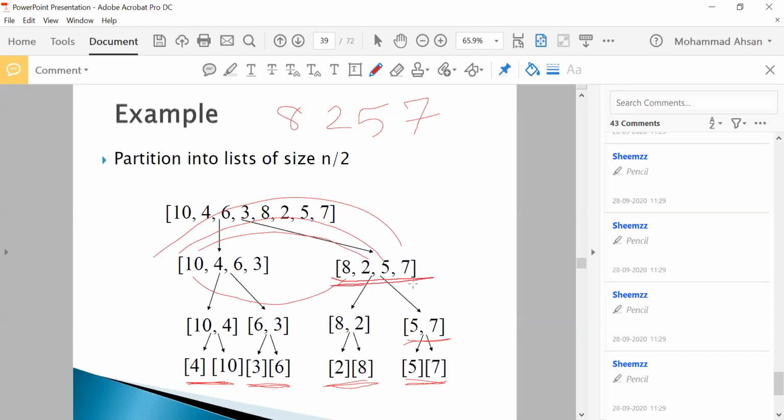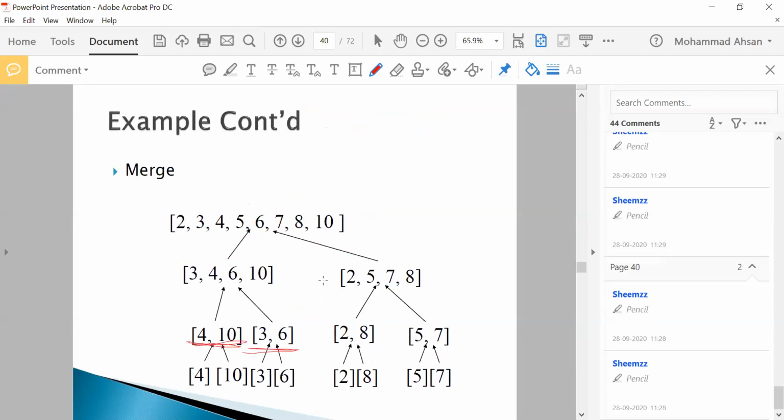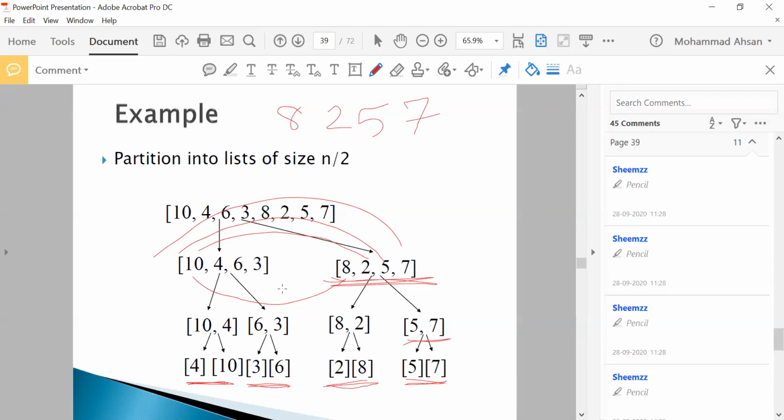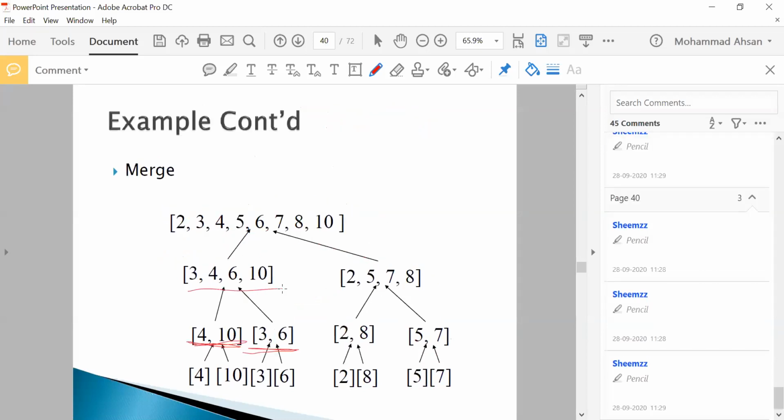Now this array is exhausted. So actually when you're merging, no, we did it wrong, sorry. We have to do it on the next slide. Actually, this is already sorted. Let me do it on the whiteboard. It's better.